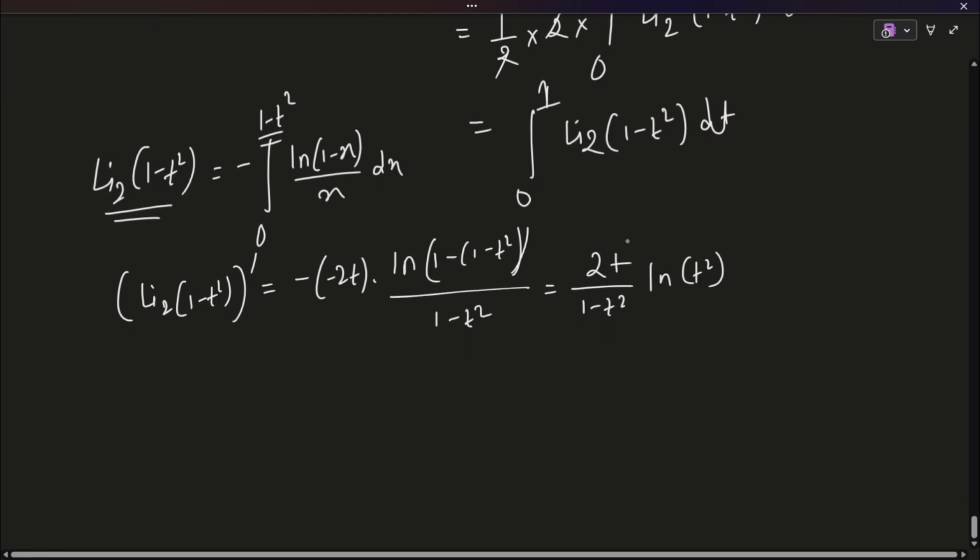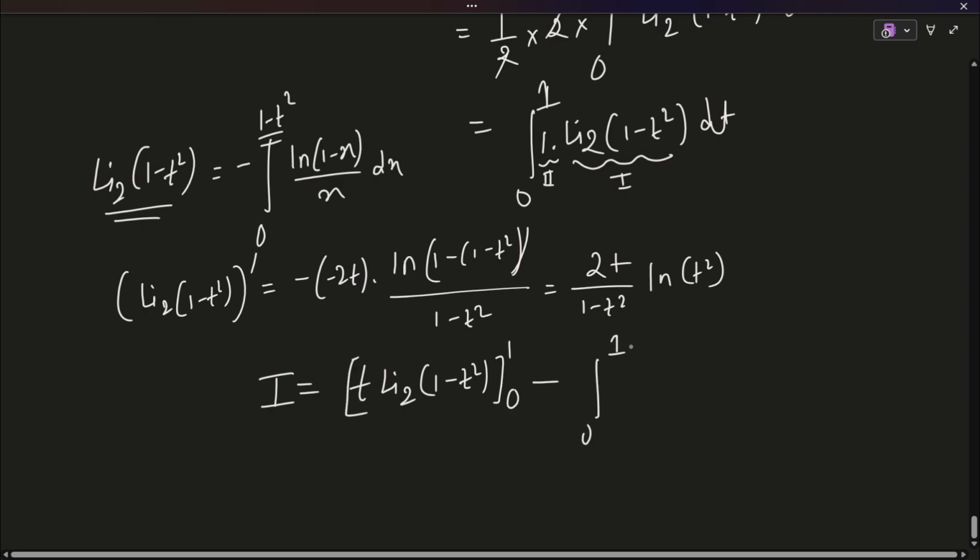The reason I'm doing this is I want to do integration by parts here. And I want to take the first function as, actually the first function is this one, right? Because I want this to get differentiated, and this one is the second function. Okay, let's do that. So what we will get is t into Li2 of 1 minus t square, and the limits will be from 0 to 1, minus integral from 0 to 1. Now the derivative of Li2 of 1 minus t square, we have found out, is basically 2t by 1 minus t square into ln of t square, correct? And the integration of 1 should be dt.